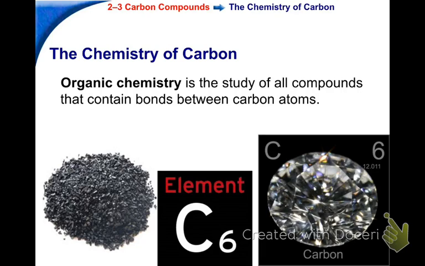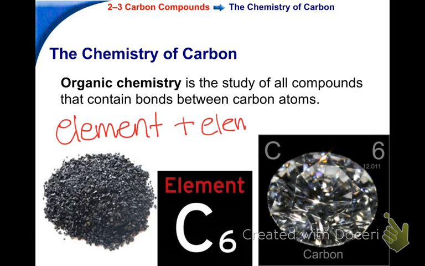When you combine two or more atoms with a chemical bond, then what do you get? A compound. And so an element plus an element chemically bonded is going to give you a compound. Okay. And what makes up an element is an atom.